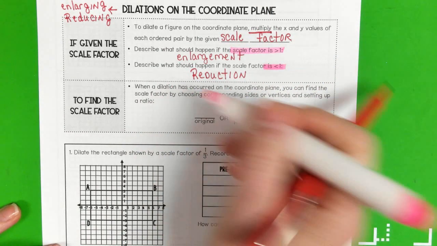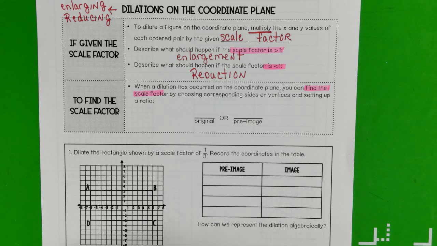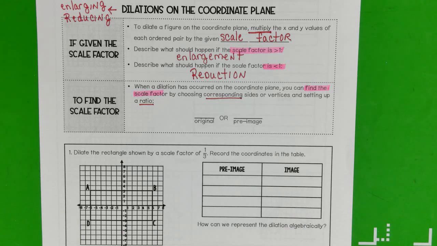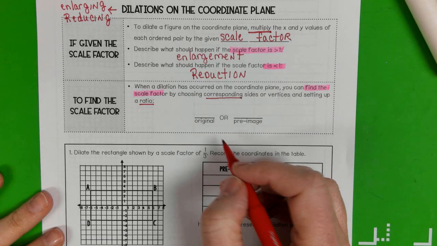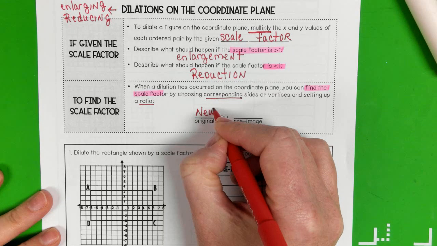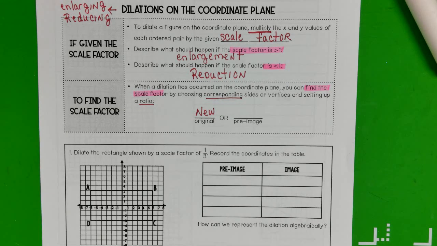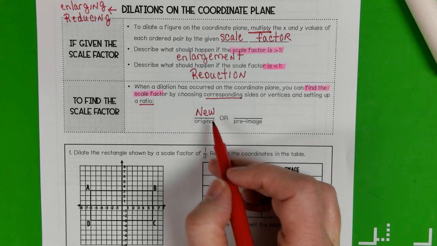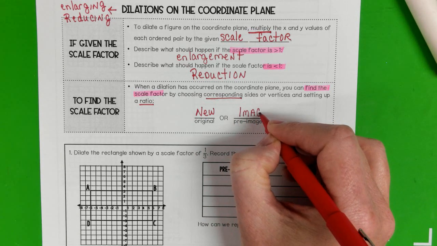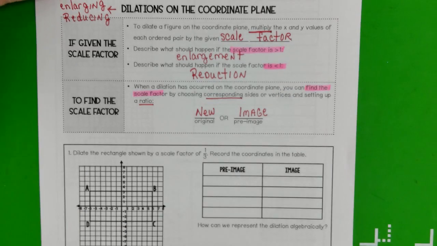When a dilation has occurred on the coordinate plane, you can find the scale factor by choosing corresponding sides or vertices and setting up a ratio. There's two ways to think about this. The scale factor is always the new figure over the original figure. I always say, wouldn't you rather have a new phone over an old phone? So new over the original, or we could also think of it as the image, because we know that's the new figure, over the pre-image. That's really important because that changes the way your ratio looks.